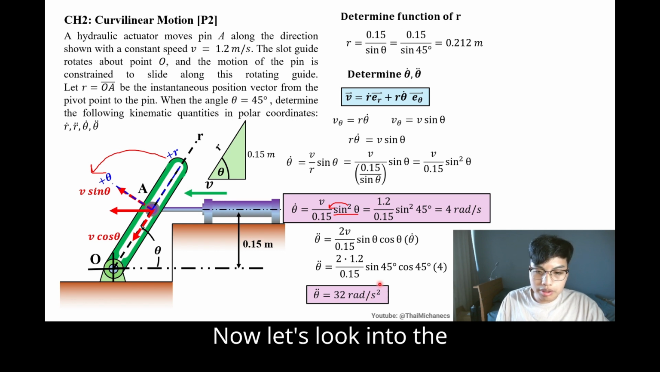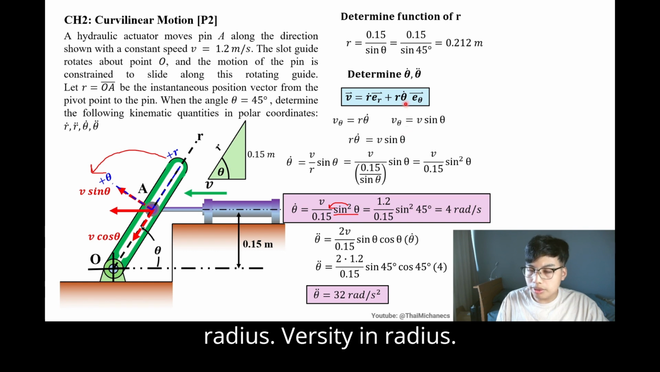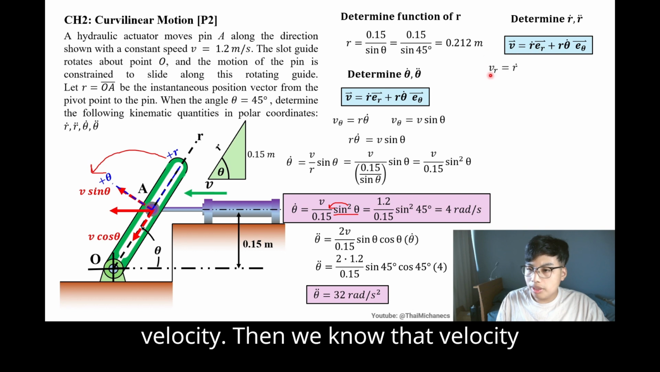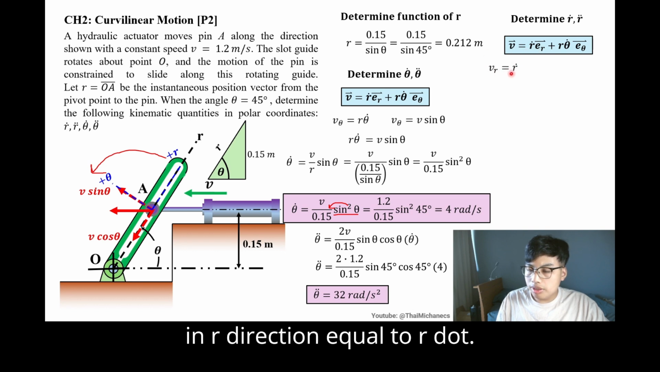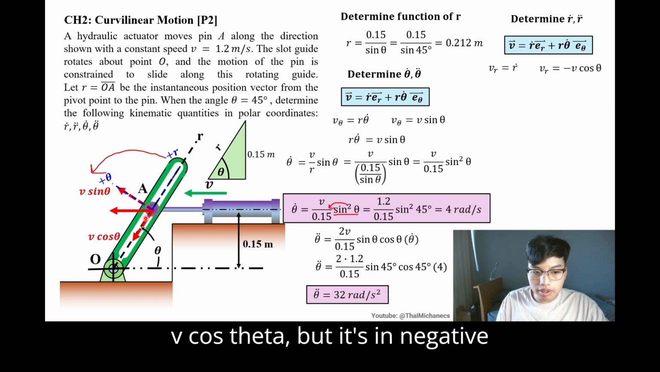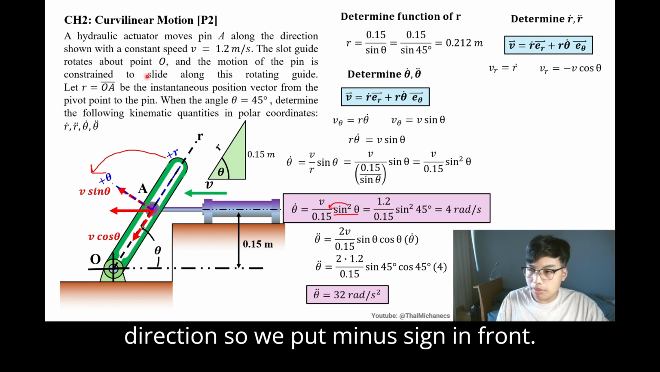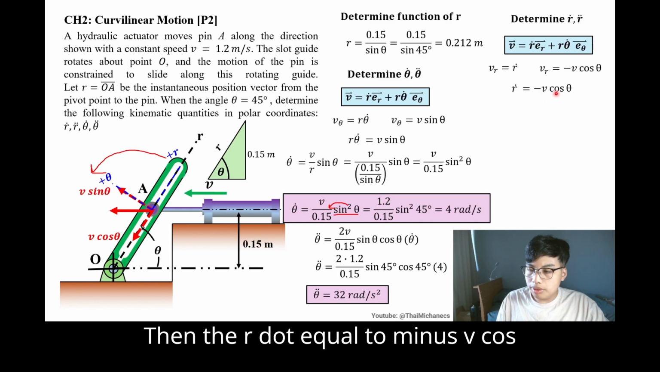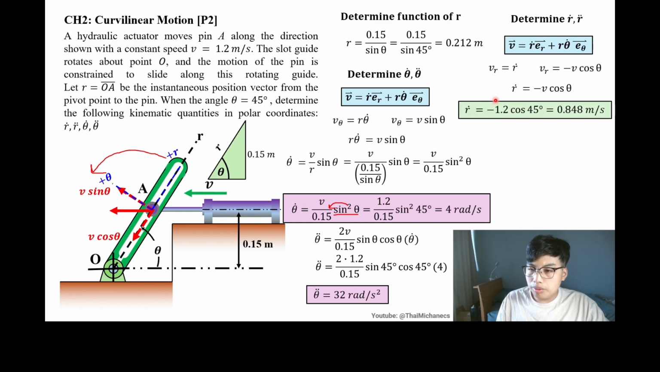Now let's look into the velocity in the radius direction. First, we bring out again the velocity vector. The velocity in the r direction equals r dot. When we distribute it, it equals v cos theta, but it is in the negative direction, so we put a minus sign in front. Then r dot equals minus v cos theta. We substitute v and theta of 45 degrees, then we get r dot equal to minus 0.848 meter per second.